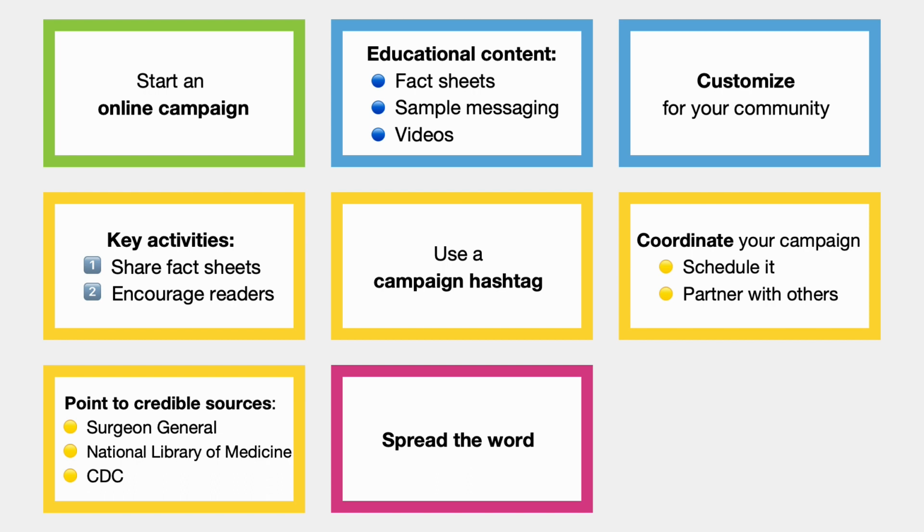Some tips for launching your library's campaign. Keep it simple with 2 key activities. Share the fact sheets and encourage community members to read them with promotional messages. Use a campaign hashtag to increase visibility and track your content. Coordinate your campaign on a schedule to give it structure and focus. Start a campaign with partner organizations to reach more communities in your region.